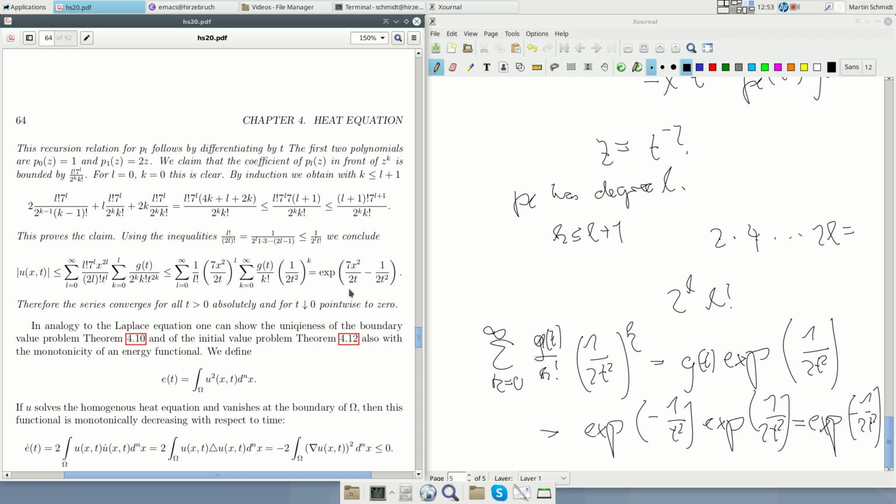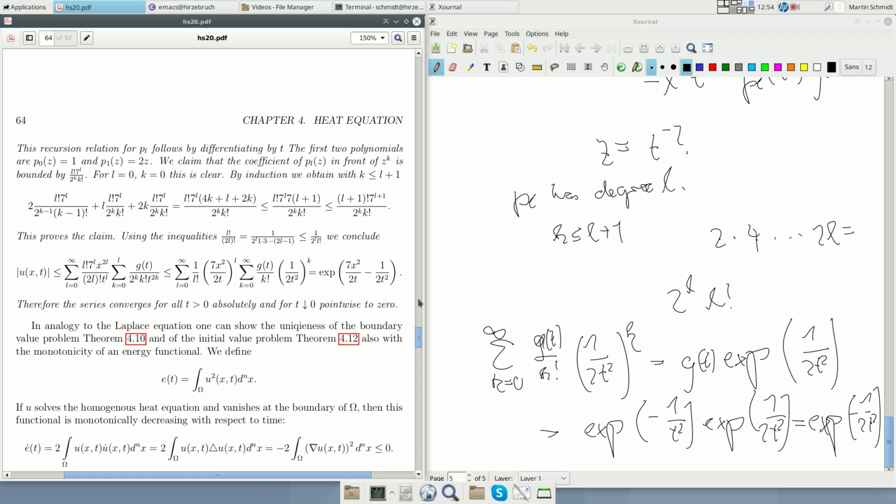Yeah? So we have this expression, and now this is very nice, because this means this is really bounded. This shows that this is bounded, since this is always a finite number. And if t goes to 0, this dominates this term. So for any fixed x, if t goes to 0, this dominates, so the whole thing goes to minus infinity, so the exponential goes to 0. So it really converges pointwise to 0. So we have constructed a solution of the homogeneous heat equation, which goes pointwise to 0 if t goes to 0.